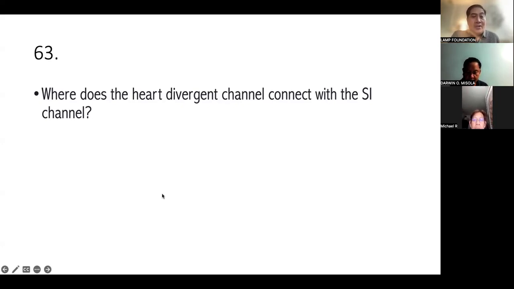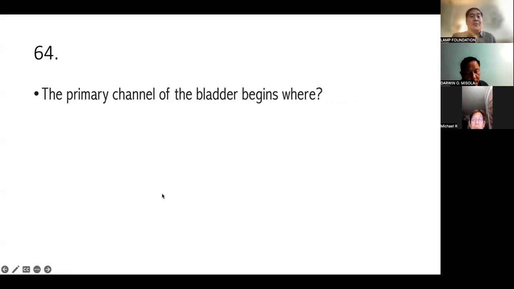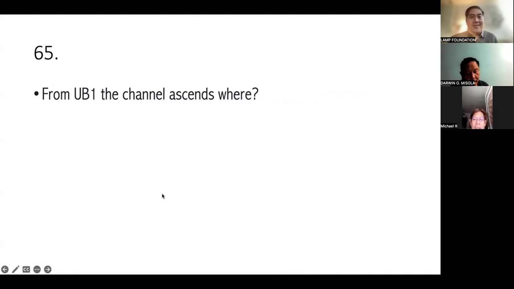Where does the heart divergent channel connect with the SI channel? At the inner canthus. Very good. The primary channel of the bladder begins where? At the inner canthus of the eye at bladder 1. Okay. From bladder 1, the channel ascends where? Ascends along the forehead to the vertex to intersect with GB15, DU24, and DU20. Very good. GB15, DU24, and DU20.